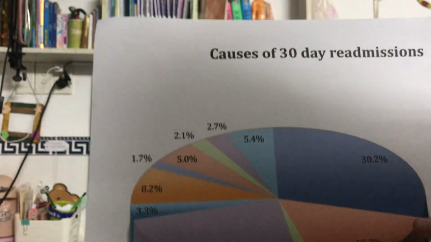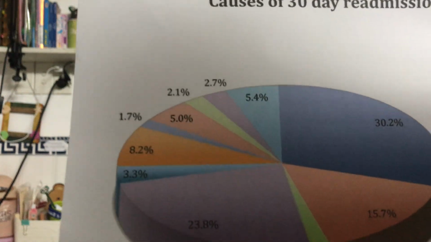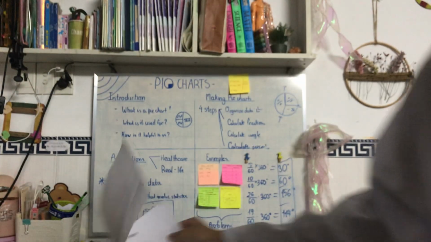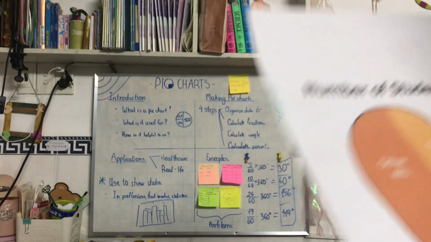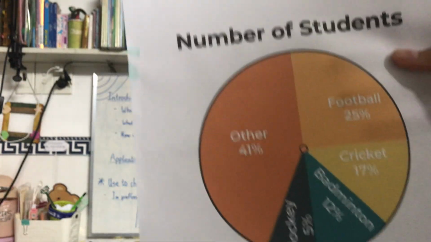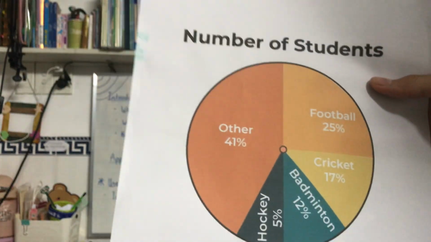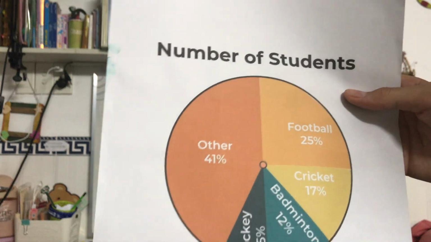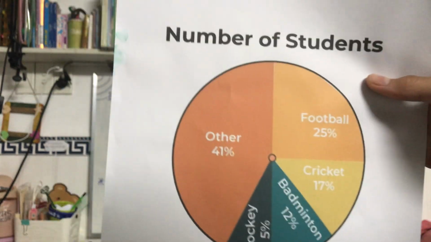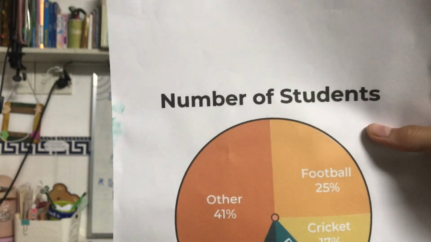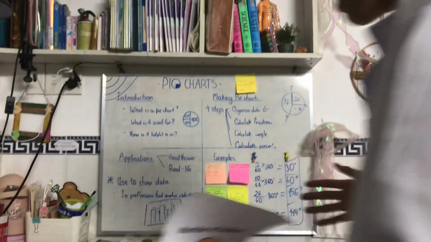And as you can see here, here's the pie chart. Do you see it? Then we have the number of students. Here are the number of students in the football team. Number of students in the extracurricular activities. And yeah, those are some of the real-life examples.